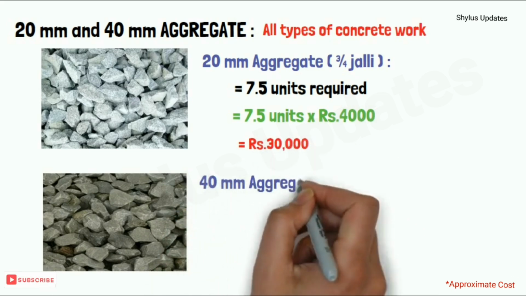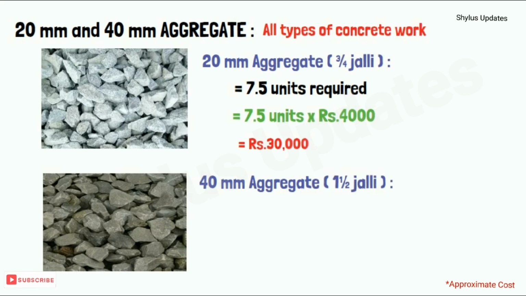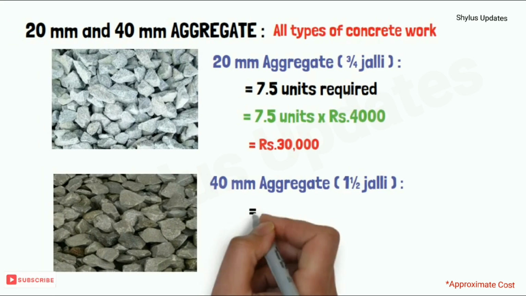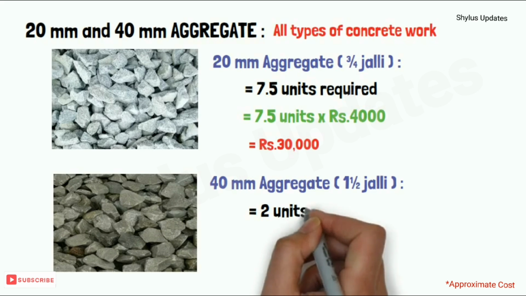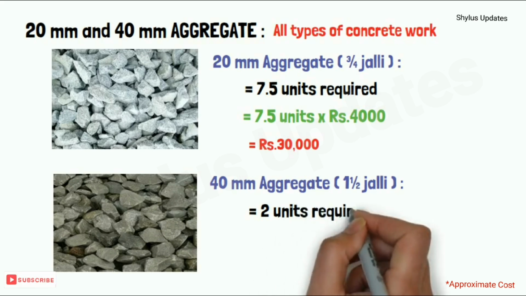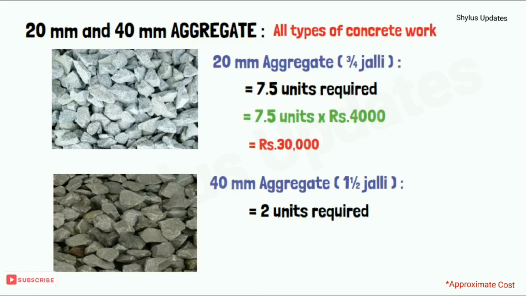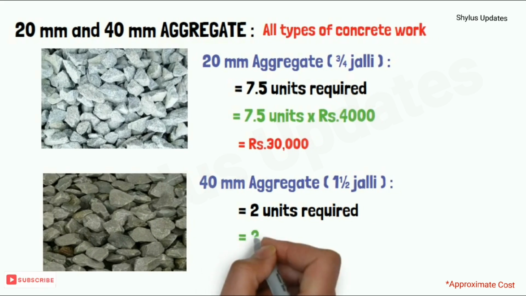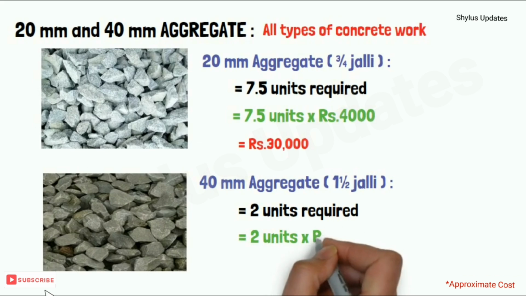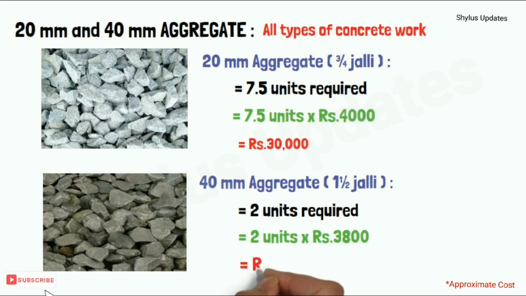40 mm aggregates. For 500 square feet house, 2 units of 40 mm aggregates are required. The current market rate of 40 mm aggregate is rupees 3,800 per unit. When you multiply 2 units into rupees 3,800, you get rupees 7,600.